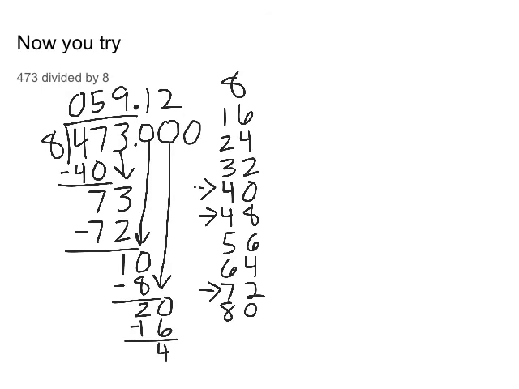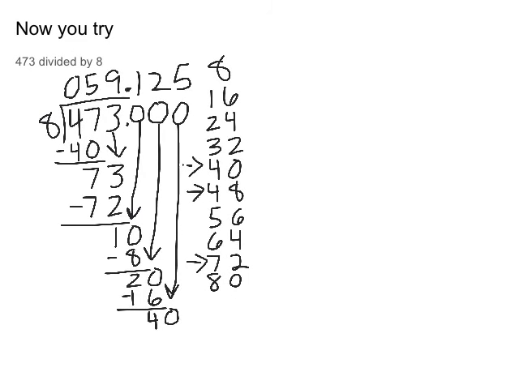I have to bring down another 0. This is crazy. So many zeros. 8 goes into 40 5 times. And now that gives me exactly 40. So I get my 0, so I know that I'm done because there's nothing else I have to bring down. And there's a 0 at the bottom. So my final answer was 59.125.